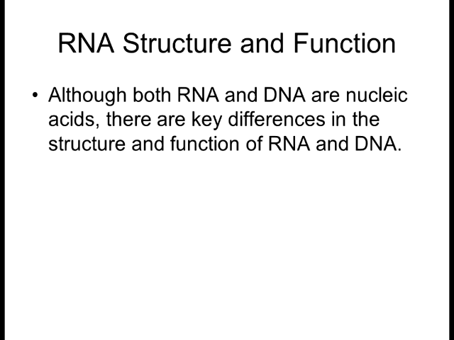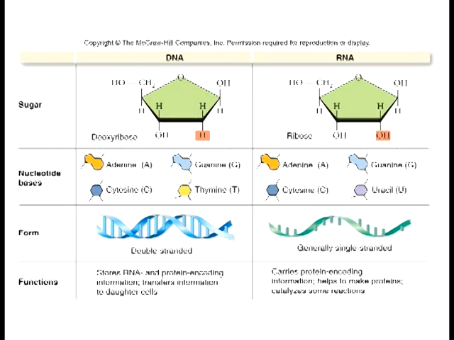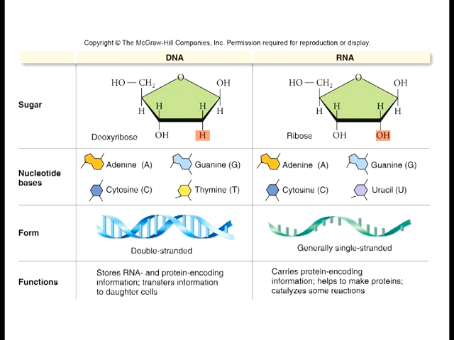Now, here are some of the fundamental differences between DNA and RNA. They both use slightly different sugars in their nucleotides, and that's where they get their name from. The RNA uses what we call ribose sugar, and that's RNA, ribose nucleic acid. DNA uses deoxyribose sugar. The only difference is in oxygen. They're almost identical in that regard. But that's where they get their name from: deoxyribose nucleic acid, ribose nucleic acid.